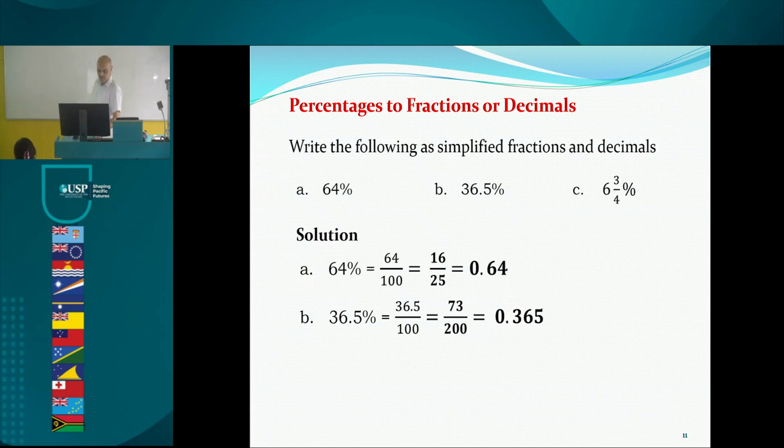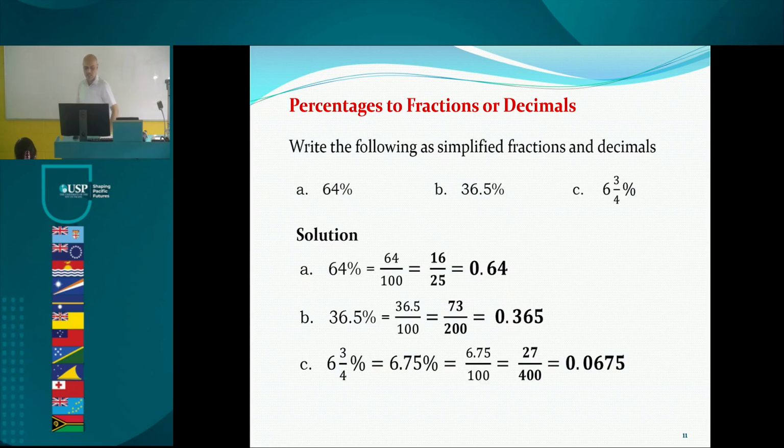Alright, last one. 6 3/4 is a fraction. There we go. That's how I do it. I tell myself that 3/4 is the same as 0.75. So 6.75 into a fraction means divide by 100. Simplify that fraction and change it into a decimal.